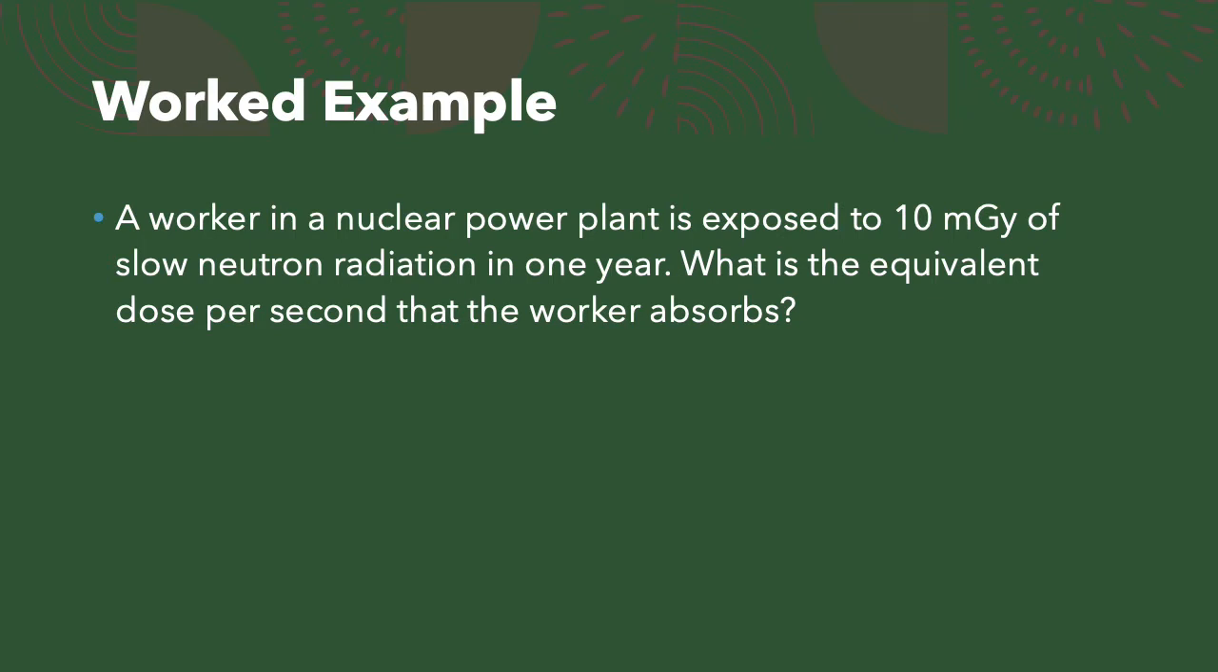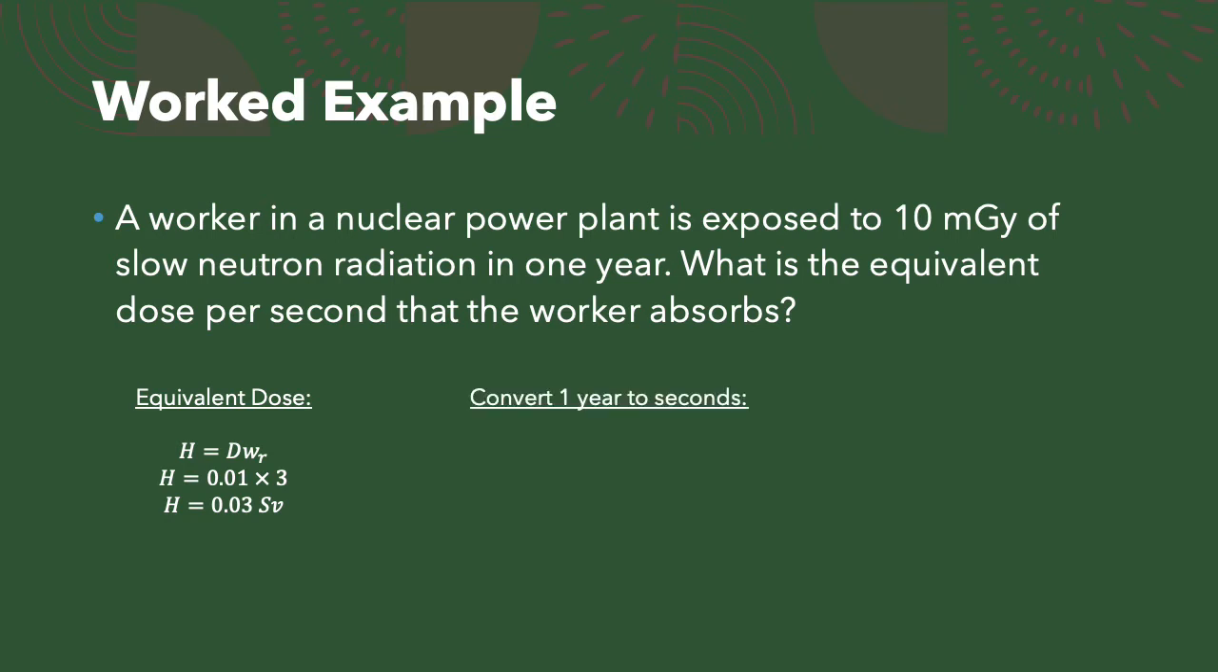You might want to pause the video here and just take a note of that, it's quite important. So a worked example using that, we've got a worker in a nuclear power plant who's exposed to 10 milligrays of slow neutron radiation in 1 year. What is the equivalent dose per second that the worker absorbs? So the equivalent dose here, we've got our H equals D times WR. So again, using the table that we had before, 10 milligrays is 0.01 grays, and the radiation weighting factor for slow neutrons is 3. So we've got 0.03 sieverts.